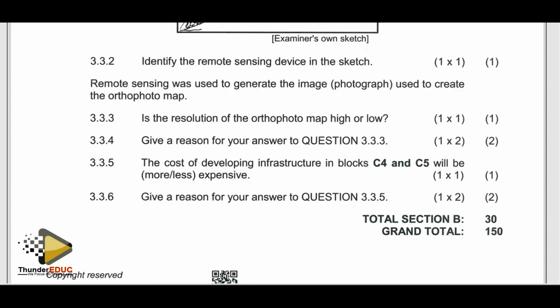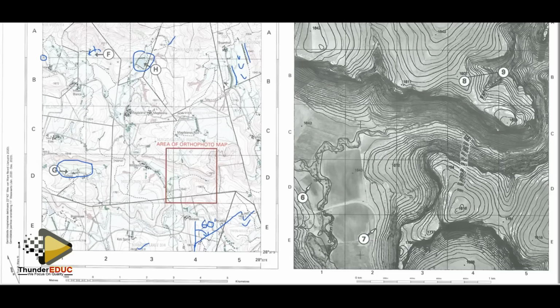Right, 3.35, the cost of developing infrastructure in blocks C4 and C5 will be more or less. If you check block C4 and block C5 on the map, right, these are our blocks. Blocks C4 and C5, in these blocks here. If we want to construct infrastructure in those blocks, that is going to be expensive. It will be more expensive.